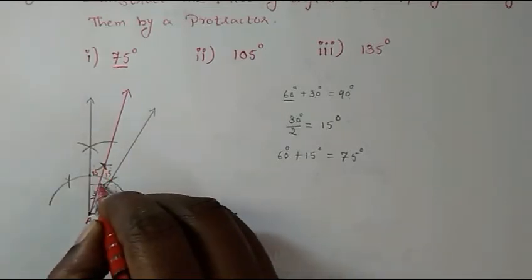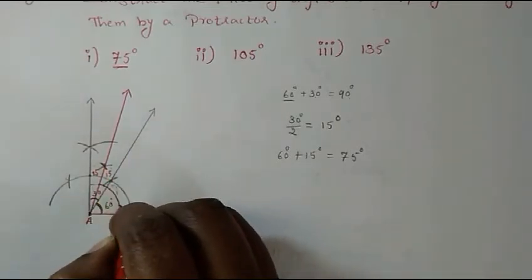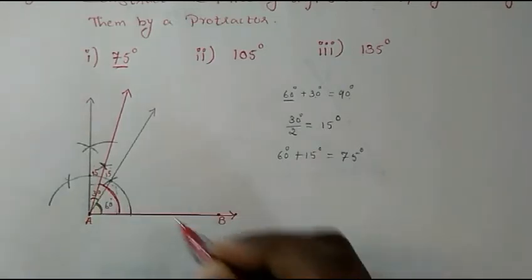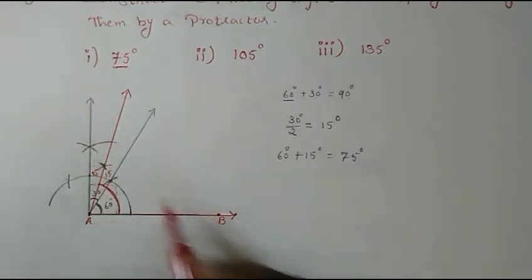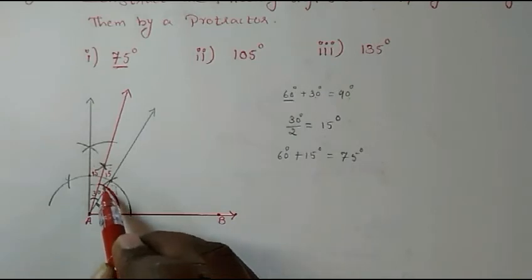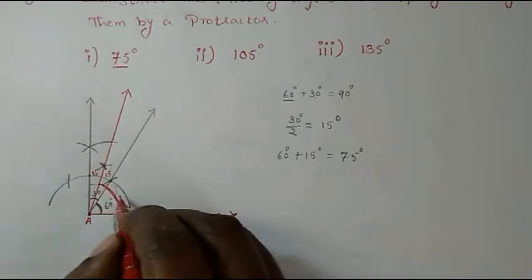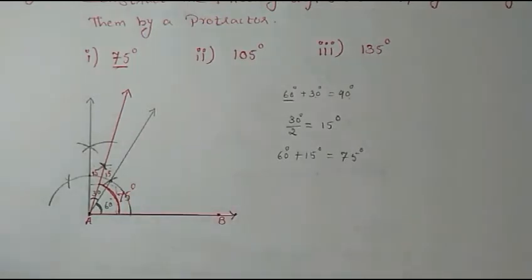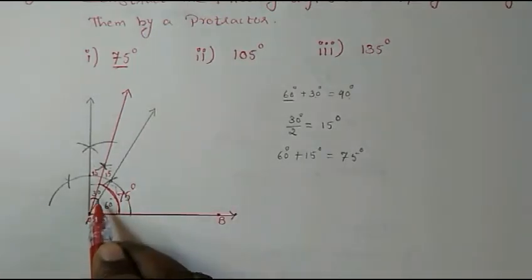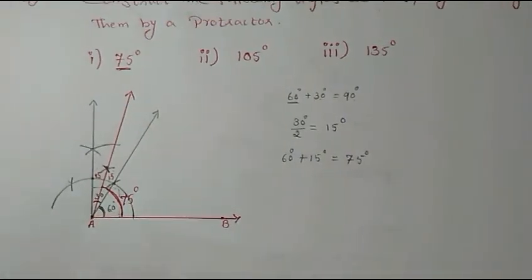So now this whole thing, this angle, this red color you see. So this is 60 plus 15, together gives us 75 degree. Is it clear? I'll just remove this extra one, that I did to make you understand.